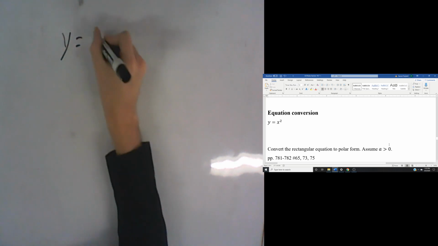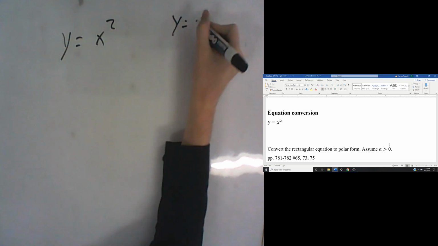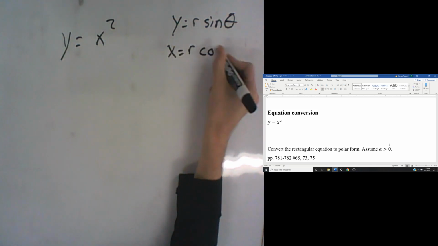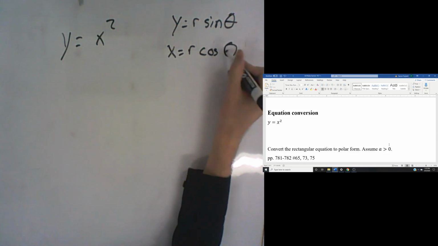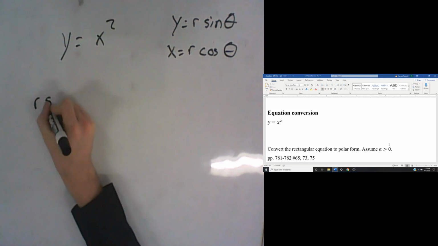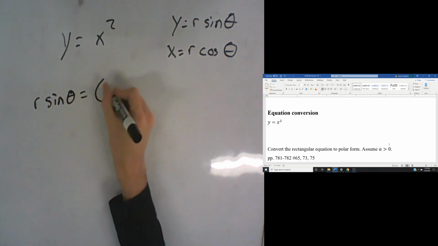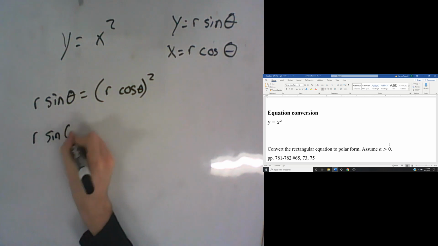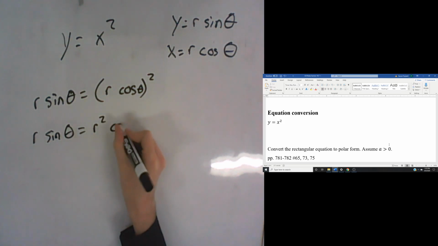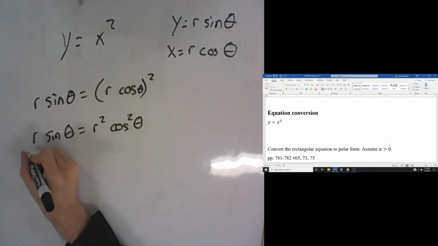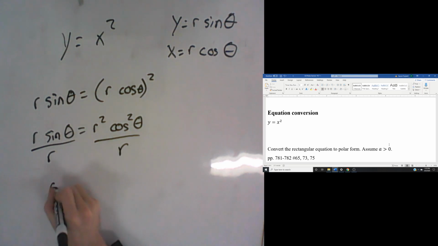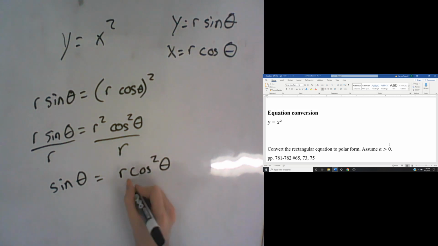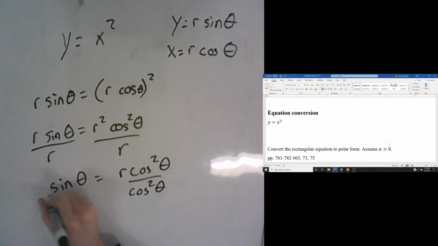Okay, so remember, our x and y can convert, so y equals r sine theta, and x equals r cosine theta. Okay, so I'm just going to plug those in. So we get r sine of theta equals r cosine of theta squared. So we get r sine of theta equals r squared cosine squared theta. Well, I'm going to divide both sides by r. So we get sine theta equals r cosine squared theta.